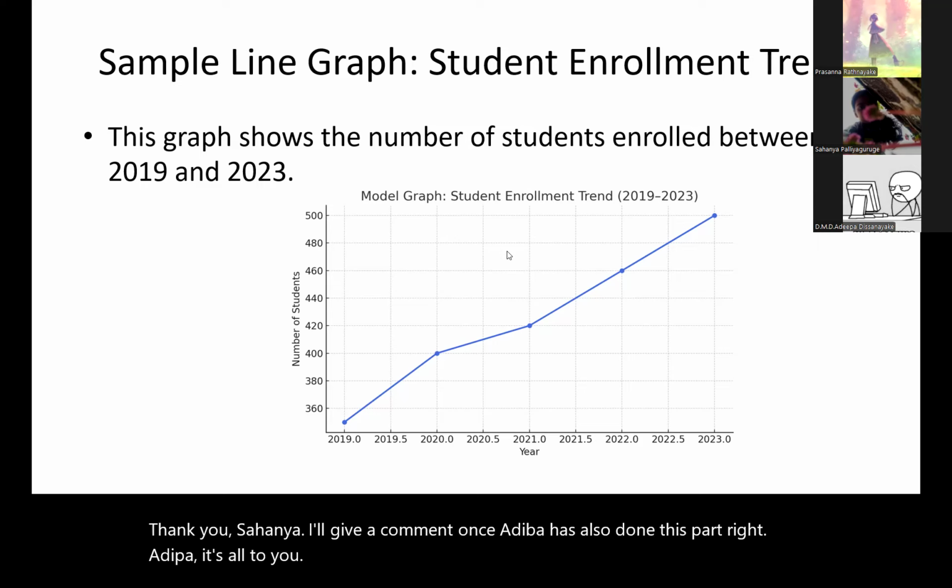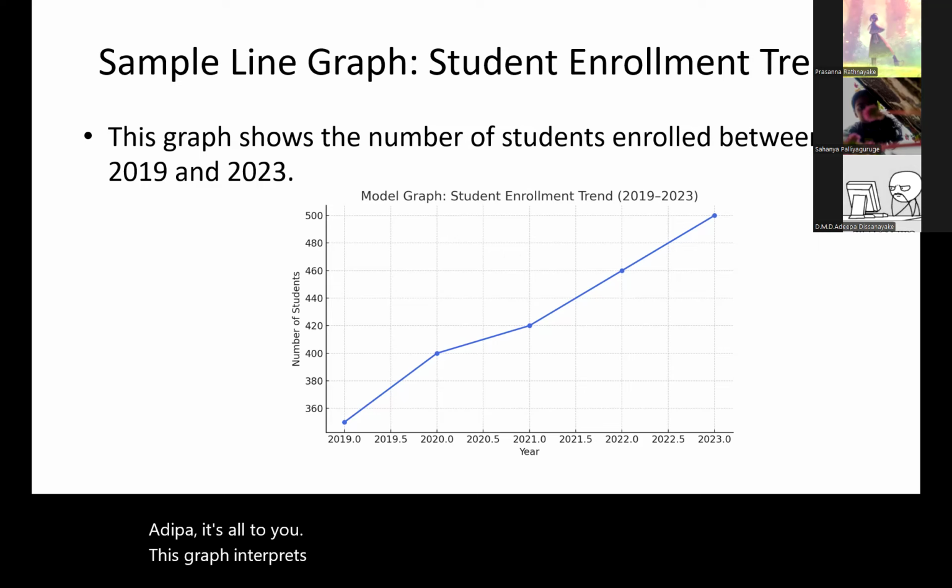This graph interprets the number of student enrollments throughout the years of 2019 to 2023. In 2019, student enrollment was below 180, but it has increased since. In the beginning of 2020, students were enrolled. Then till 2021, there is a slight rise of 20 enrolled students, and from 2021 to 2023, graph shows a steady climb.